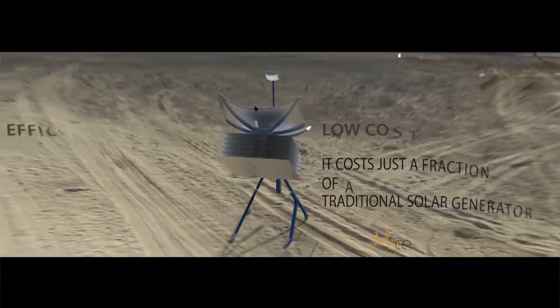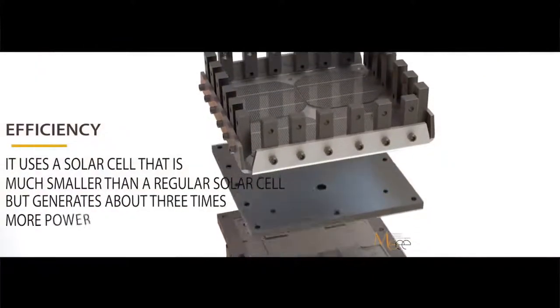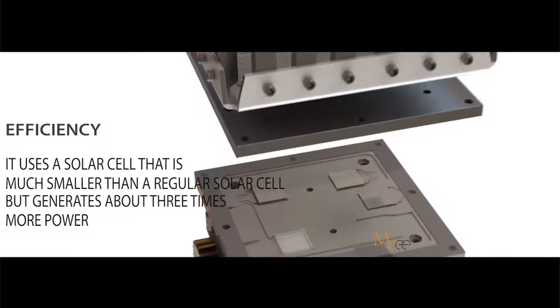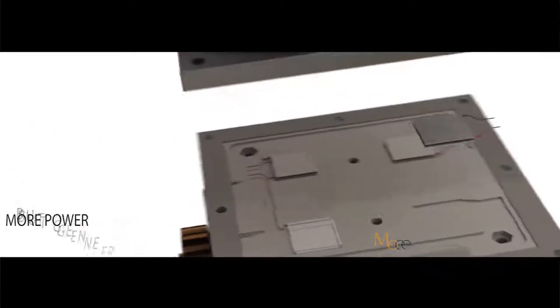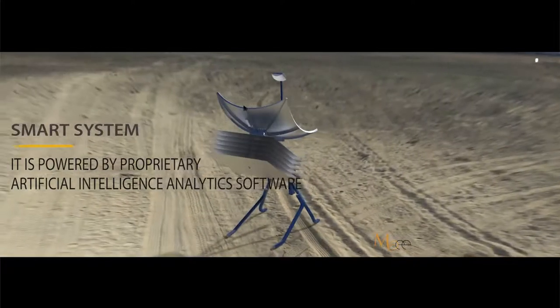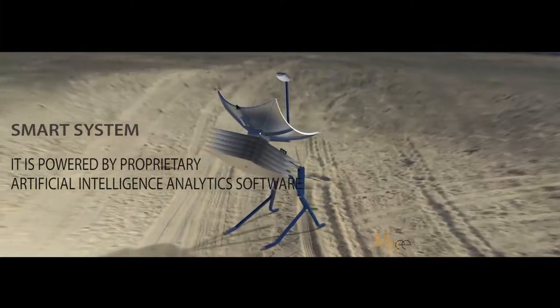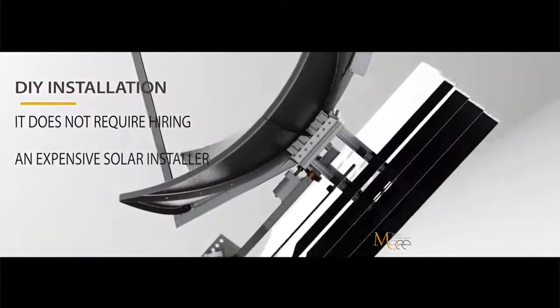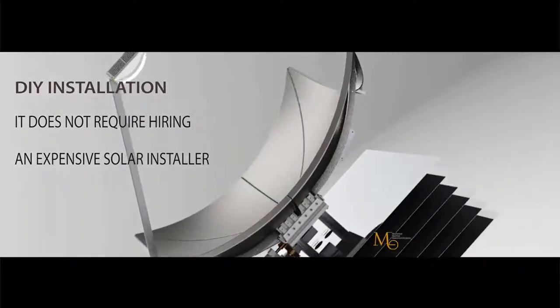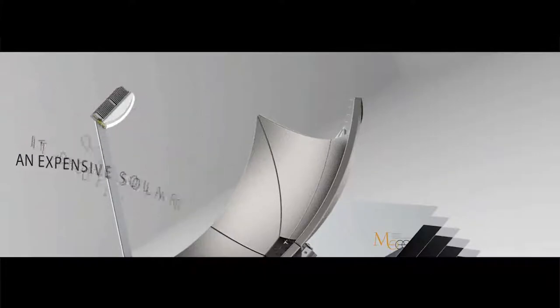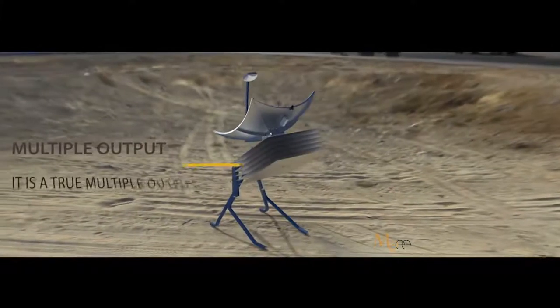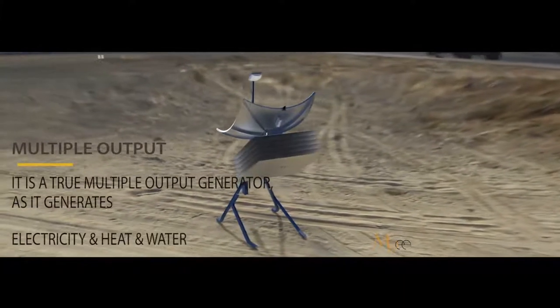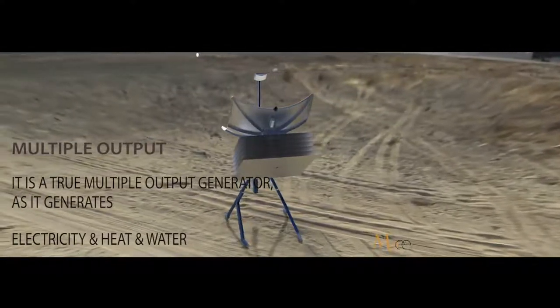Efficiency. It uses a solar cell that is much smaller than a regular solar cell, but generates about 3 times more power. Smart system. It is powered by proprietary artificial intelligence analytics software. DIY installation. It does not require hiring an expensive solar installer. Multiple output. It is a true multiple output generator, as it generates electricity, heat, and water.